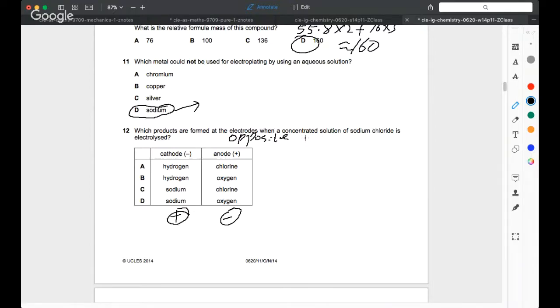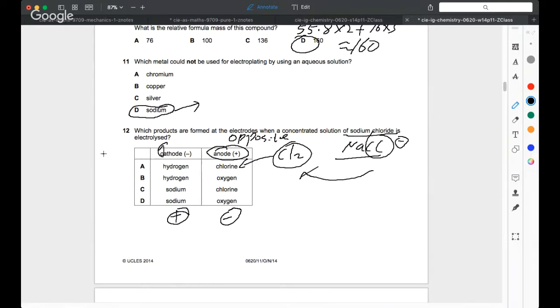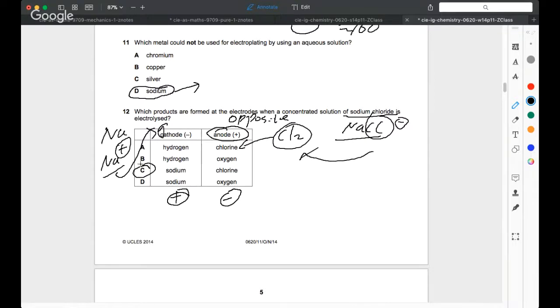So for the electrolysis of sodium chloride, at the anode, you will produce chlorine gas because the negative chloride ion goes to the positive anode, and at the cathode side, you'll produce sodium because the positively charged sodium will go to the cathode. So that would be C.